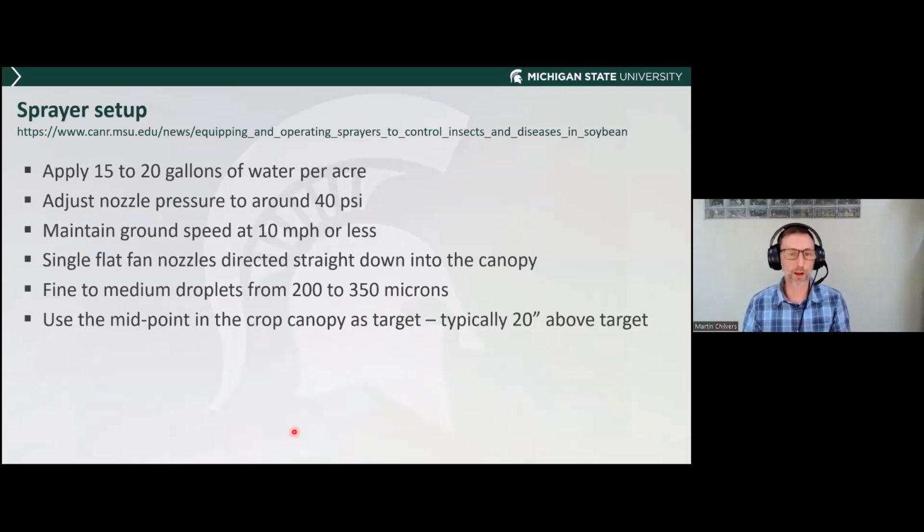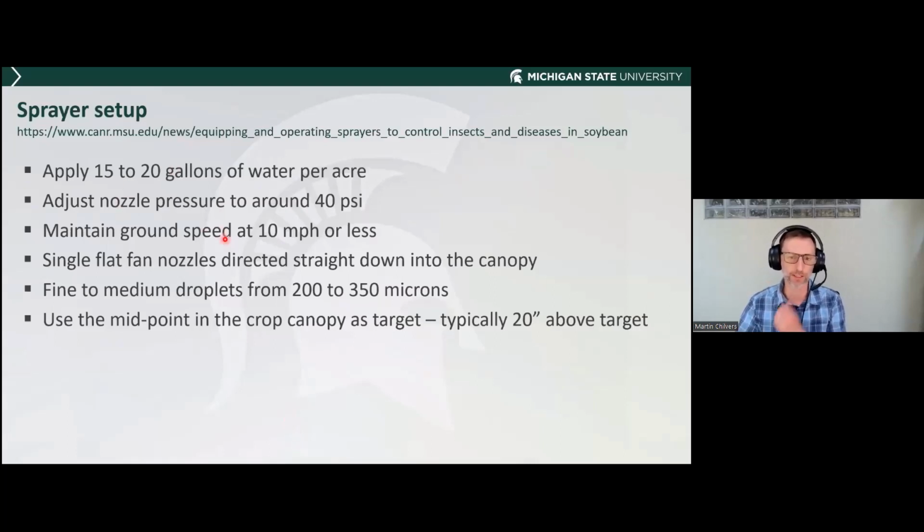And just to quickly wrap up, I know Mike gave a talk last week about sprayer setup, things to think about, and there's a link up there in this slide about equipping and operating sprayers. But we want to make sure we've got adequate volume using a ground rig, and we want to try and get canopy penetration here to get that product down into the flowers.